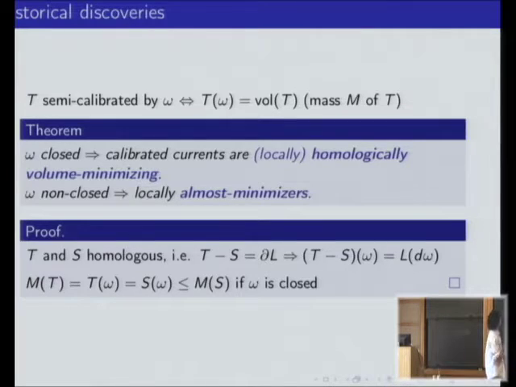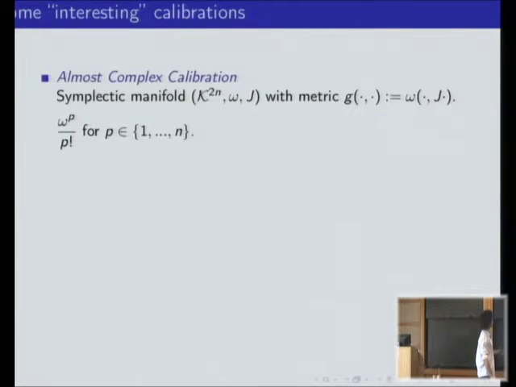I will point out during the talk a couple of points where looking at semi-calibrations, so non-closed forms, rather than calibrations might help. For the moment, let me give you a few more examples of calibrations. The only one I've given you so far is the symplectic form in C2. You can do the same on a symplectic manifold endowed with an almost complex structure. You can take the symplectic form, and you can take all of its powers suitably normalized. These are all calibrations. This is basically Wirtinger's inequality telling you that these are calibrations. Or you might do the same, dropping the closedness assumption on omega, and then you get semi-calibrations.